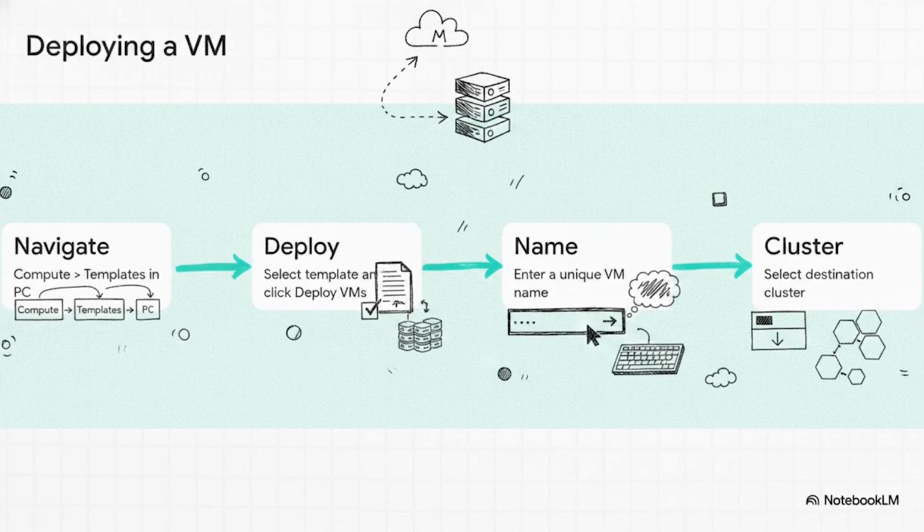Let's do a really quick run-through of the exact step-by-step procedure for deploying a VM from a template, just to burn that UI workflow into your memory. Step 1, in Prism Central, head over to Compute, then Templates. Step 2, select the checkbox next to your target VM template and hit Deploy VMs. Step 3, type in a unique name to identify the new VM. And Step 4, just pick your destination cluster from the drop-down menu. That's the whole shebang. It's incredibly streamlined.